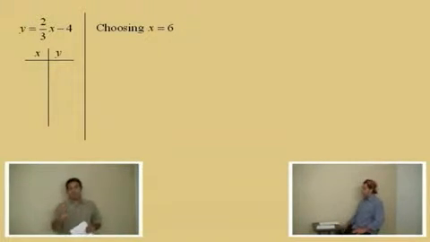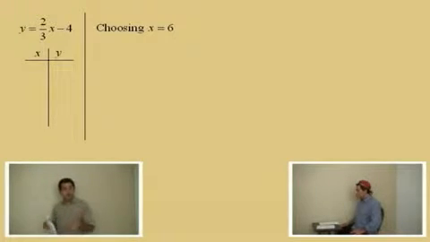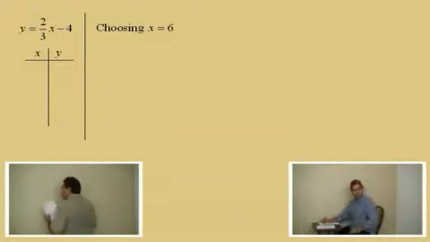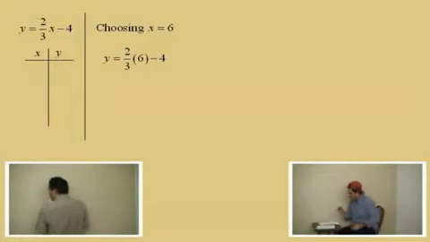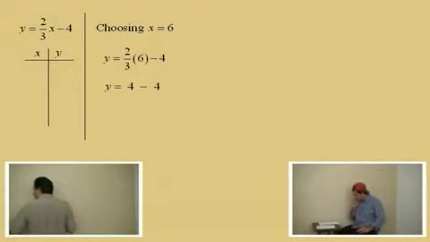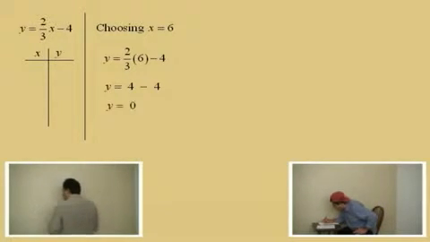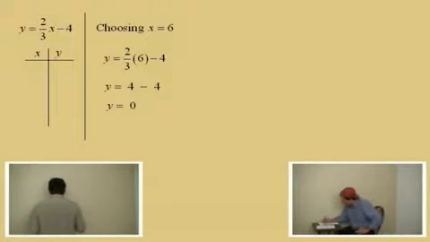I'm sorry, 6 was a good choice for x because we're back to our kung fu in the fractions, right? Notice here, 3 goes into 6 2 times, and 2 times 2 is 4. So in our next step there, that will give us y equals 4, subtract 4, which gives us what, Charlie? 0. Y equals 0. Very good.